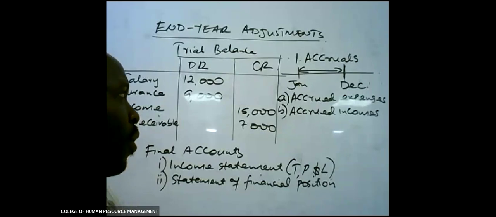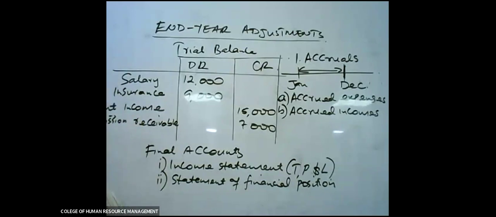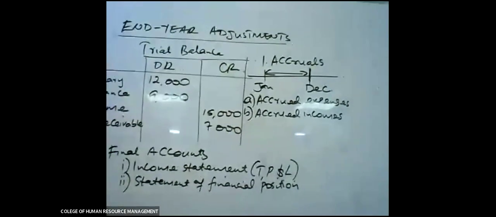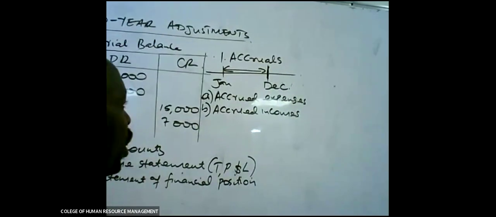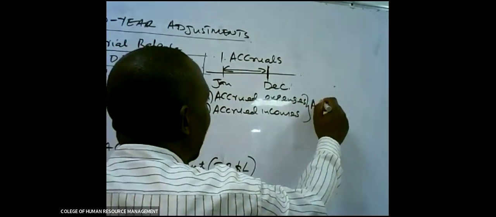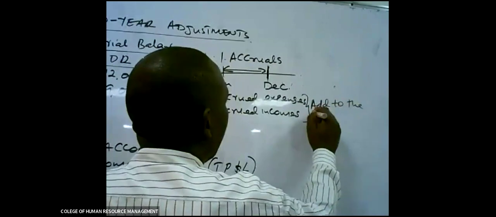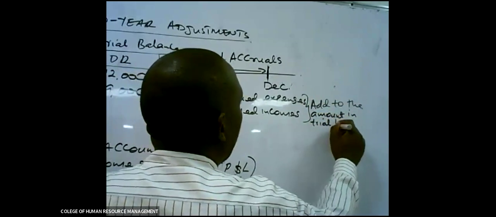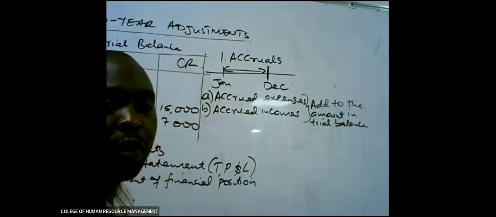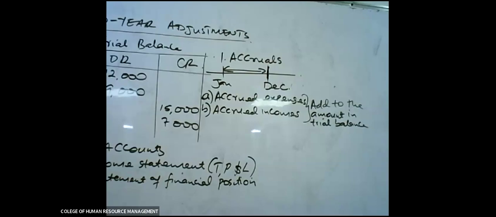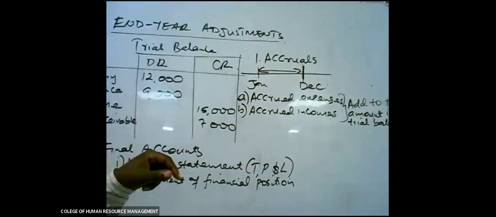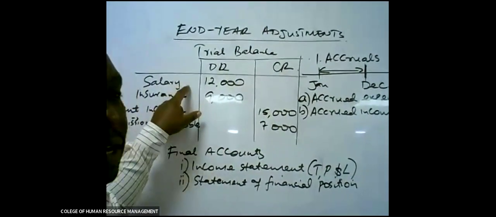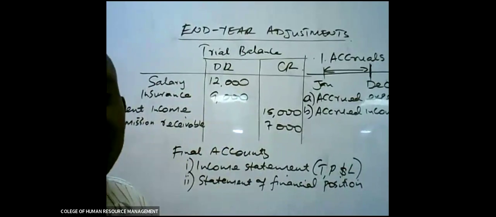So the question now is, when we have accruals in a question or in a business, how are we supposed to deal with them? To deal with accruals, whether it is accrued expense or accrued income, you normally go and add it to the amount in the trial balance. So like, for example, you will be given a summary of the trial balance like this. This is just for our illustration. I know the trial balance will have many things.